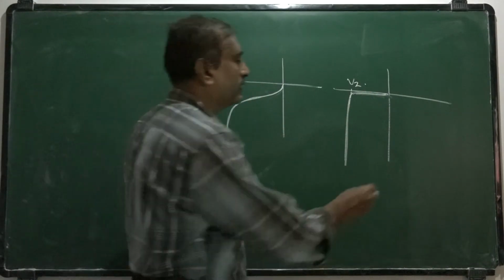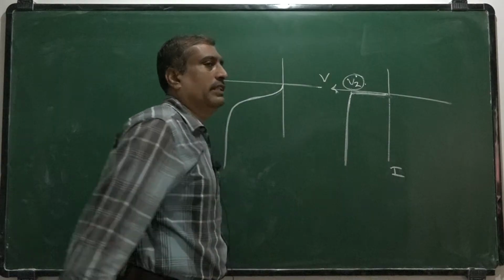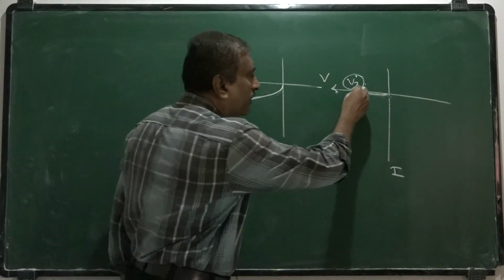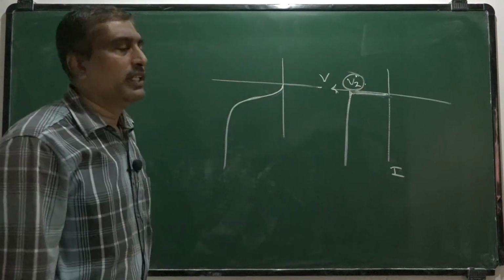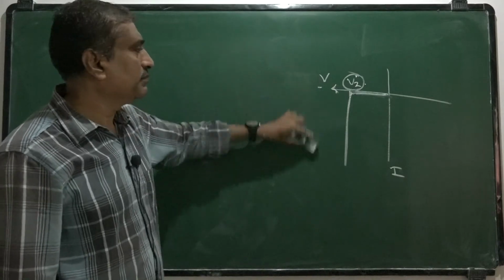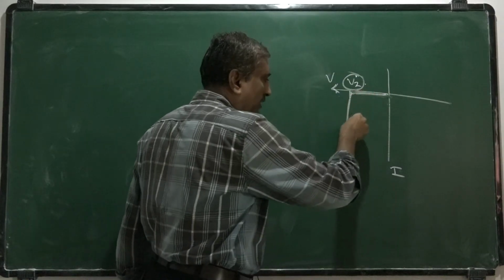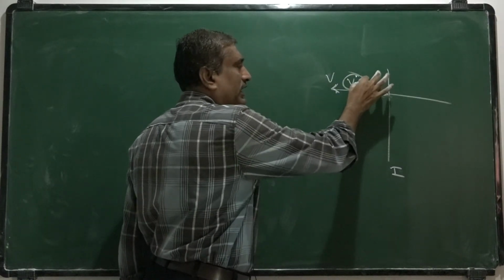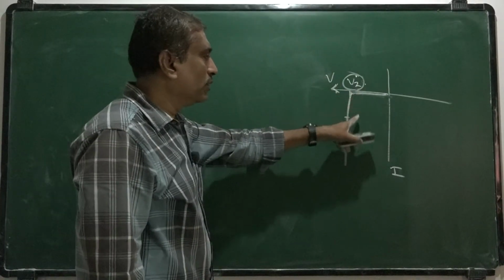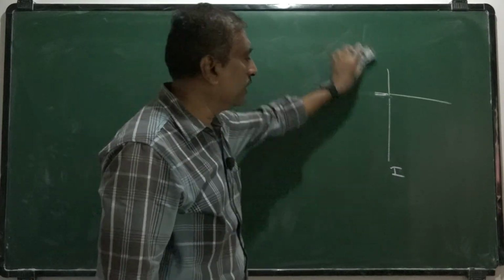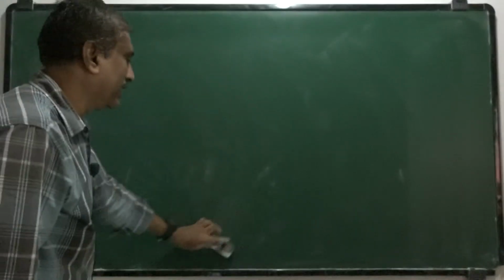Now consider this is the current I and this is the voltage V. After the breakdown voltage, even though the current increases, the voltage across the junction remains at Vz. So this particular property is used as a voltage regulator. Even though there are small variations in current, the voltage across the junction diode remains constant, and that is the Zener breakdown voltage. So the Zener diode is used as a voltage regulator.